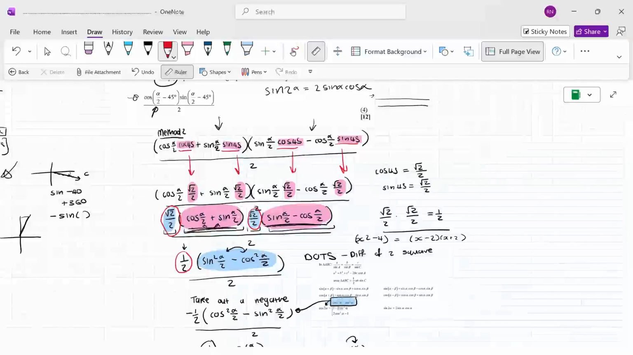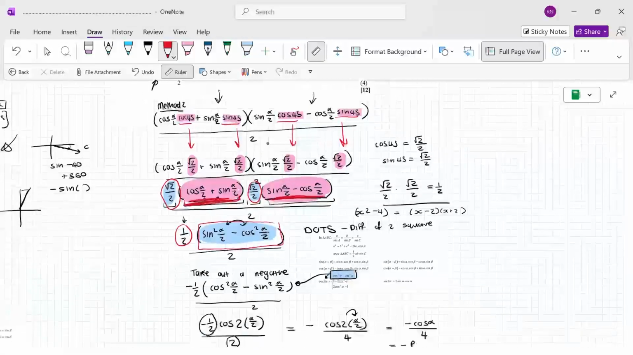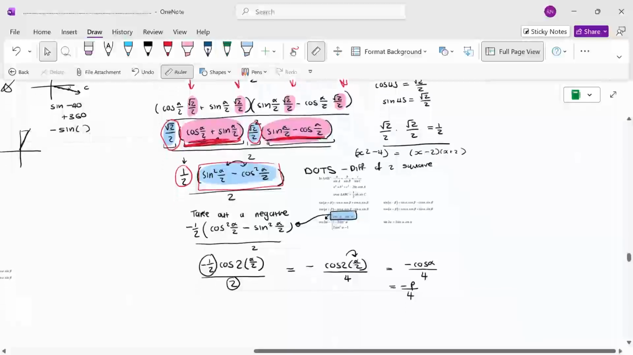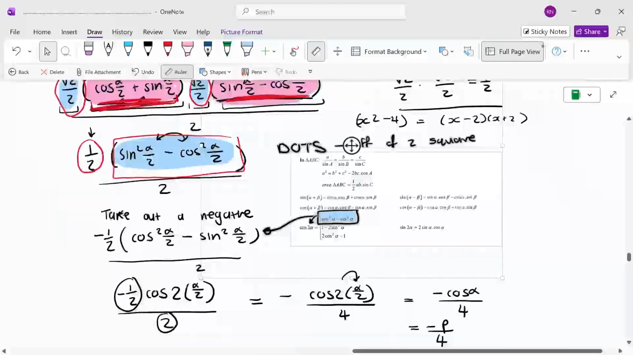And then I also noticed that this is a difference of 2 squares. These two brackets are the same, one of them just has a plus, one of them has a minus. So I could rewrite it as a difference of 2 squares, right? And when I rewrite it as a difference of 2 squares, I get something that's similar to this trig identity that I have on my formula sheet.